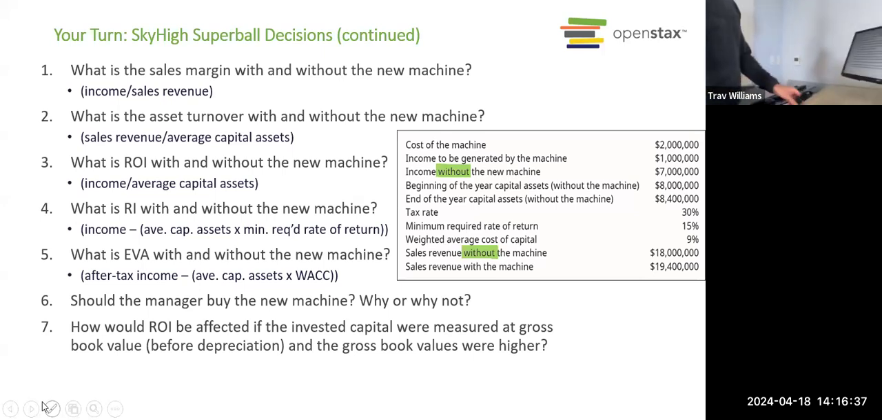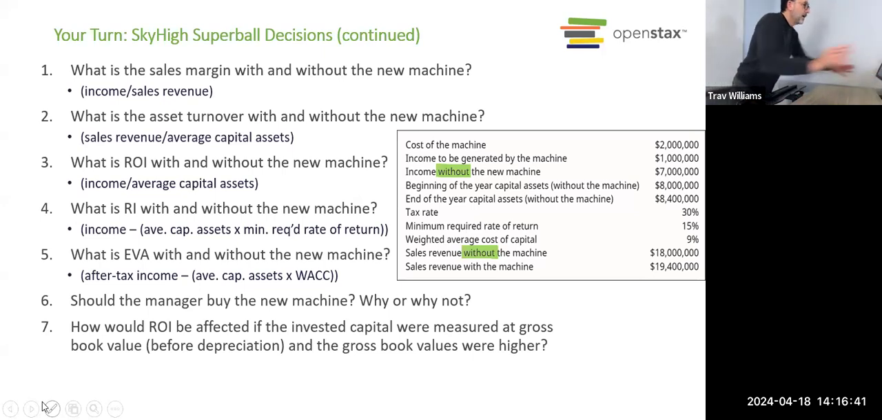So here we get to apply all these different concepts. We have these 7 different steps. The first one, let's just start with the first one so it doesn't seem too overwhelming. What is the sales margin with and without the new machine? So the company's thinking of buying this new machine, right? Now, the formula for sales margin is simply your income divided by your sales revenue.